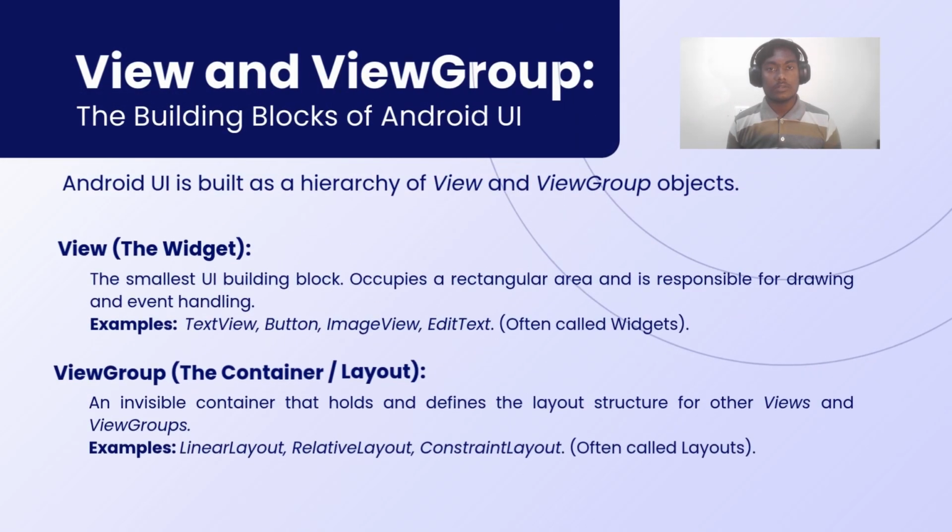Now let's see the building blocks of Android UI. Android UI is built on a hierarchy of two core components, view and view group. A view is the smallest building block, often called a widget. It occupies a rectangular area and is responsible for drawing and event handling. Examples include text view and button. A view group is an invisible container, also known as a layout. It holds and structures other views or view groups. Examples are linear layout and constraint layout.